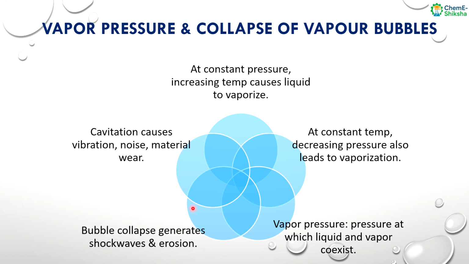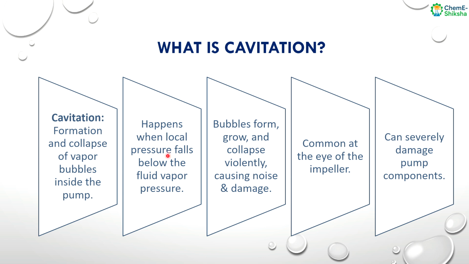So inside the pump, if at any point the local pressure falls below the fluid vapor pressure, then there will be some problem. That is, if at any point the pressure goes below the vapor pressure of the fluid, then the liquid will start forming vapor, because we know that at constant temperature, if pressure decreases, then liquid will start converting into vapor.